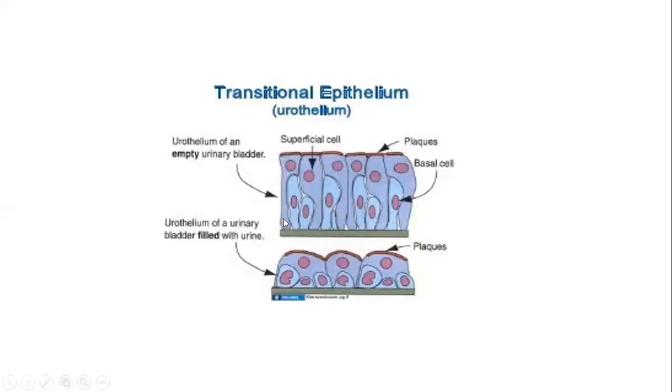Why is the urinary tract provided with this specialized type of epithelium? It's because this type of epithelium provides an impermeable barrier, preventing the urine from passing into the epithelium or beyond it.